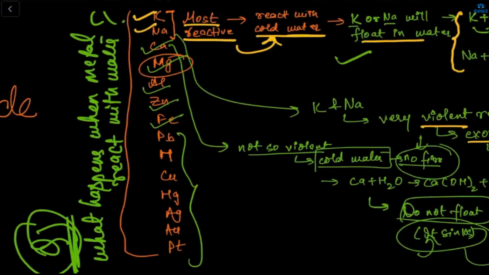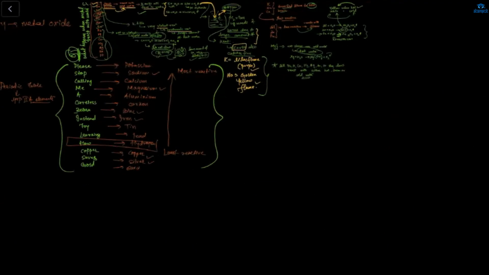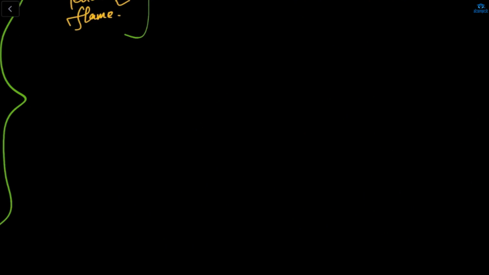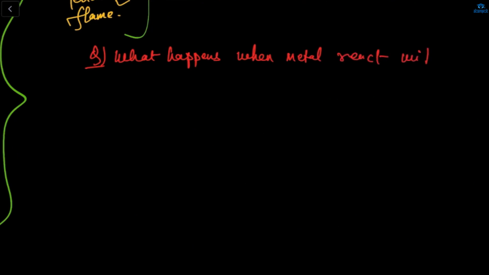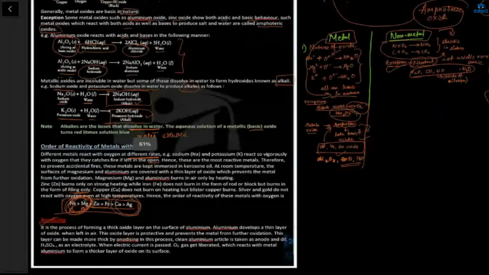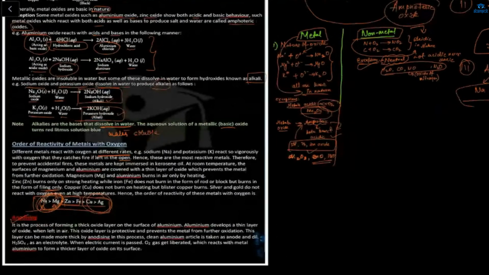These are the most reactive, and these are less reactive. Next we will discuss what happens when metal reacts with acid. This we will learn in the next class. The order of reactivity we already did.